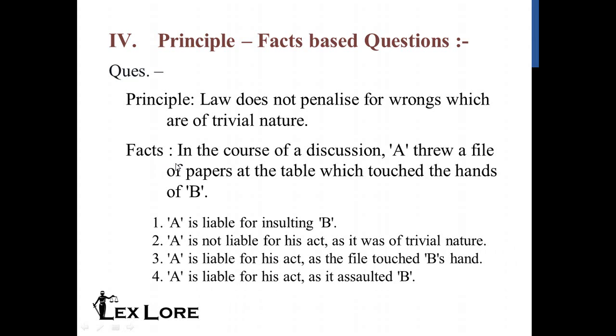In these kinds of questions, you have to take care that you interpret the facts in light of the principle given. You have to act within the four corners of this principle. So the principle says that law does not penalize for trivial nature acts. Now here papers are being thrown to B, which touches the hands of B. Papers, okay. So papers do not harm anyone. Here the answer will be second. That is, A is not liable for his act as it was of trivial nature.